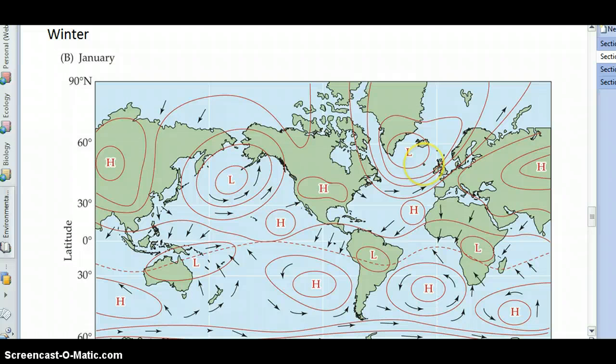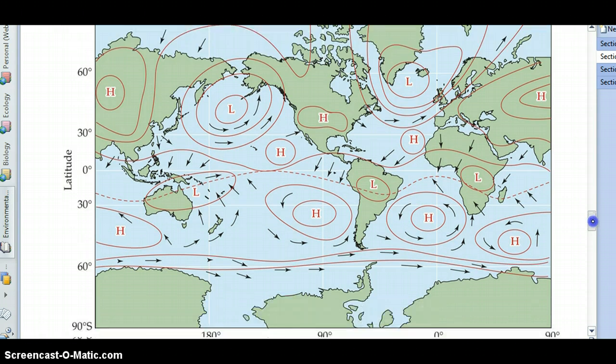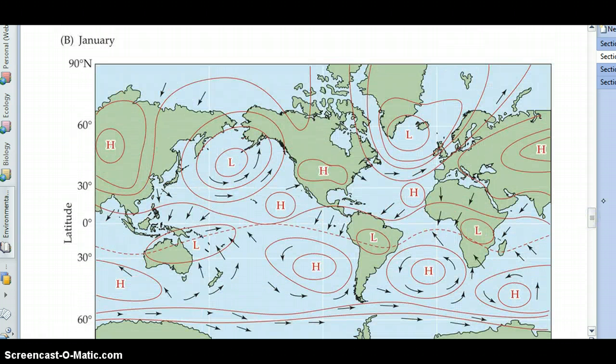Now again, that's just in general, and of course these systems can move, so we do get high and low pressure systems coming through here during the winter, but this is sort of the main pattern of the formation of these things. But then again, those prevailing winds, those westerlies, will move these things over time.